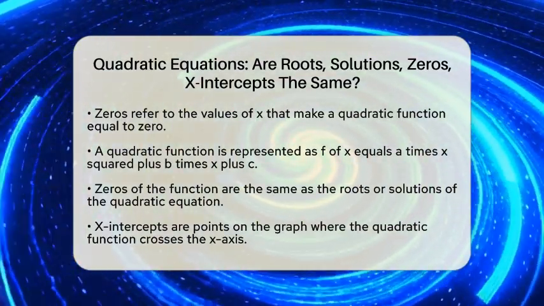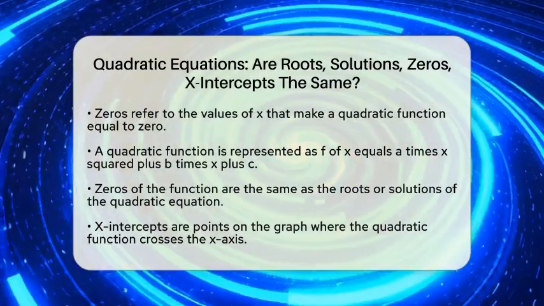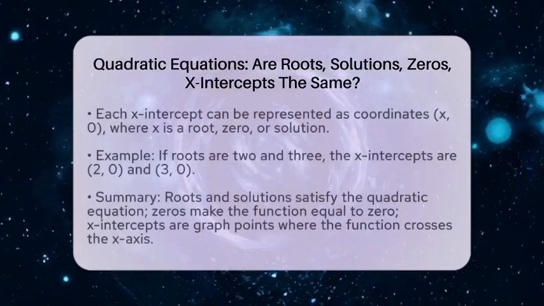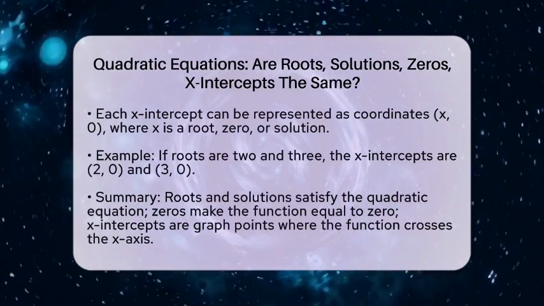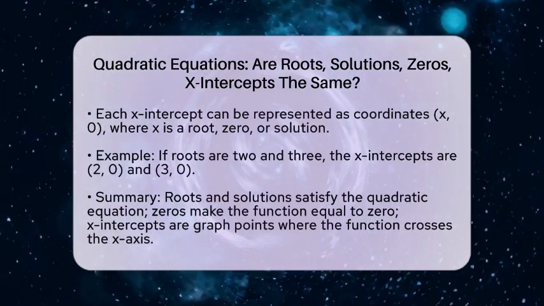Next up, we have x-intercepts. These are the points on the graph of the quadratic function where the curve crosses the x-axis. Since the y-coordinate on the x-axis is 0, these points correspond to the zeros of the function.